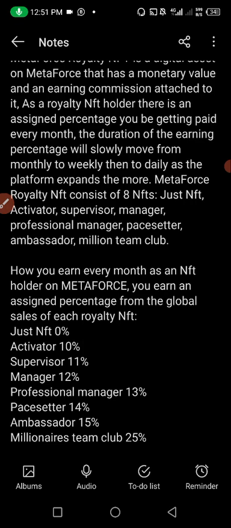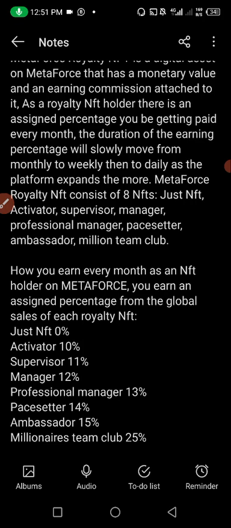So it's just like buying low and selling for a lot of money. That is what you can basically do with the NFT. Then for the rest, if you're an activator holder, you'll be earning 10% commission every month from MetaForce. If you're a supervisor holder, you'll be earning 11% commission from MetaForce without referrals. This one doesn't involve referrals. Your money will just be coming in, whether you log into MetaForce or not.